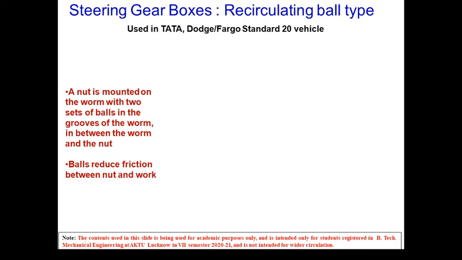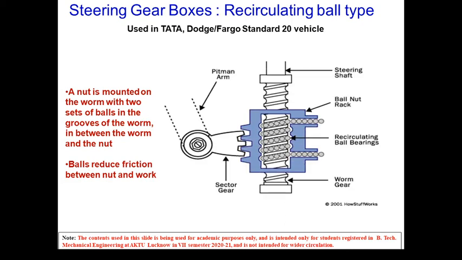So another type of steering gearbox is the recirculating ball type gearbox, that is used in Tata Dodge Fargo Standard 20 vehicles. In this case, we can see the recirculating balls. The balls basically reduce the friction. This sort of balls we have seen inside bicycles. So these are basically friction reducing devices. We can see here inside the nut and bolt assembly we have fitted the balls to reduce the friction, so wearing will be less.